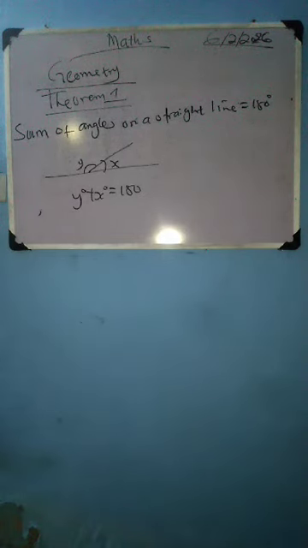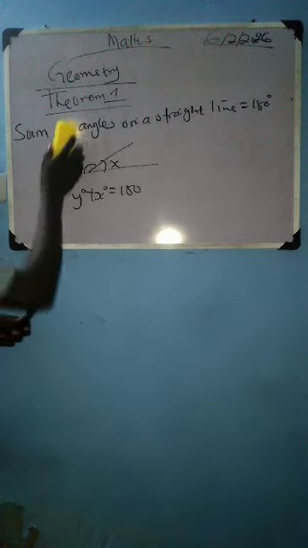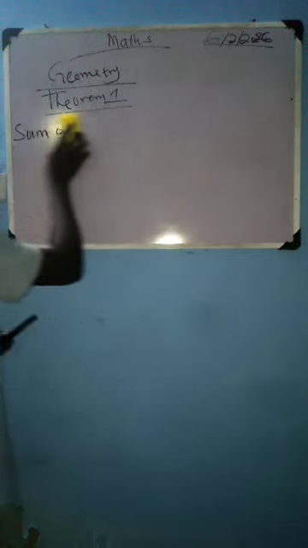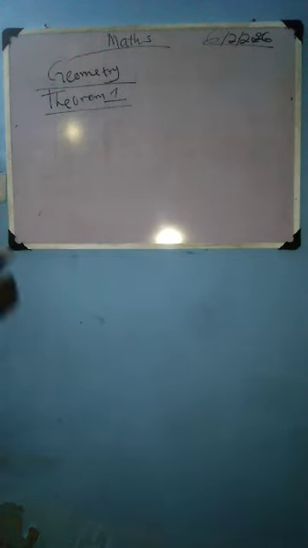Then theorem 2. You can pause the video and take this down. So let's solve a question on theorem 1, shall we? We say the sum of angles on a straight line is equal to what? 180.